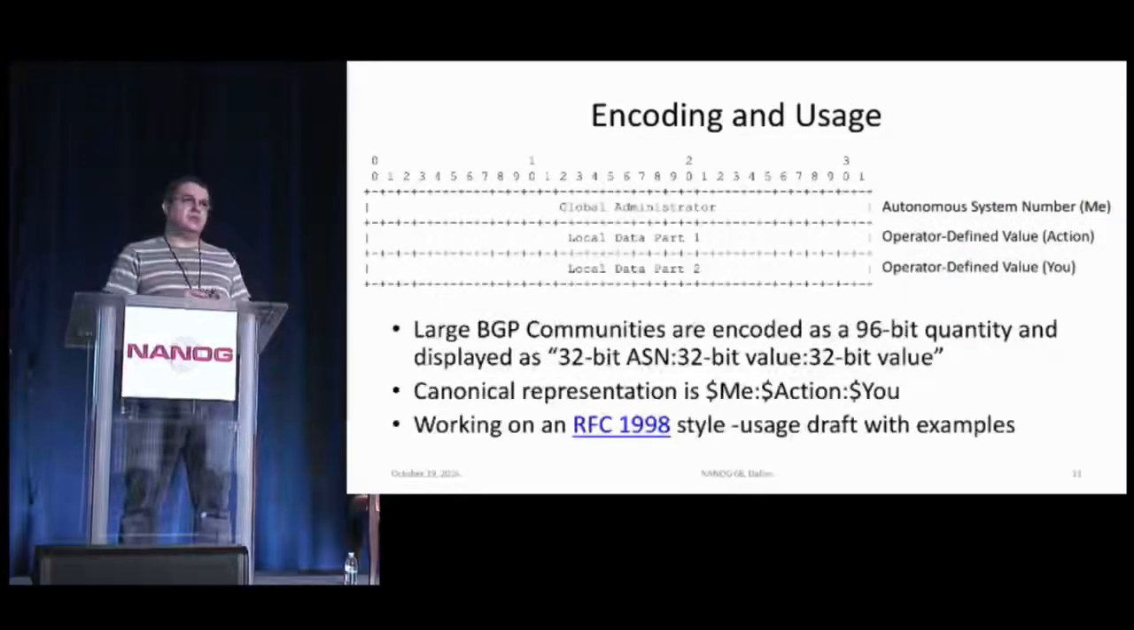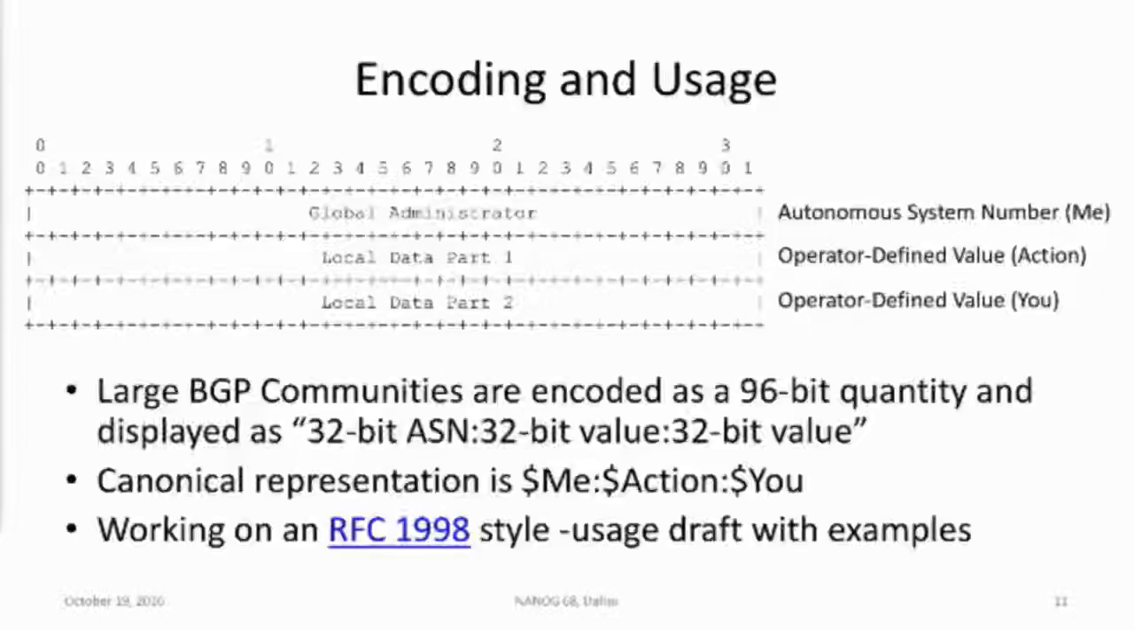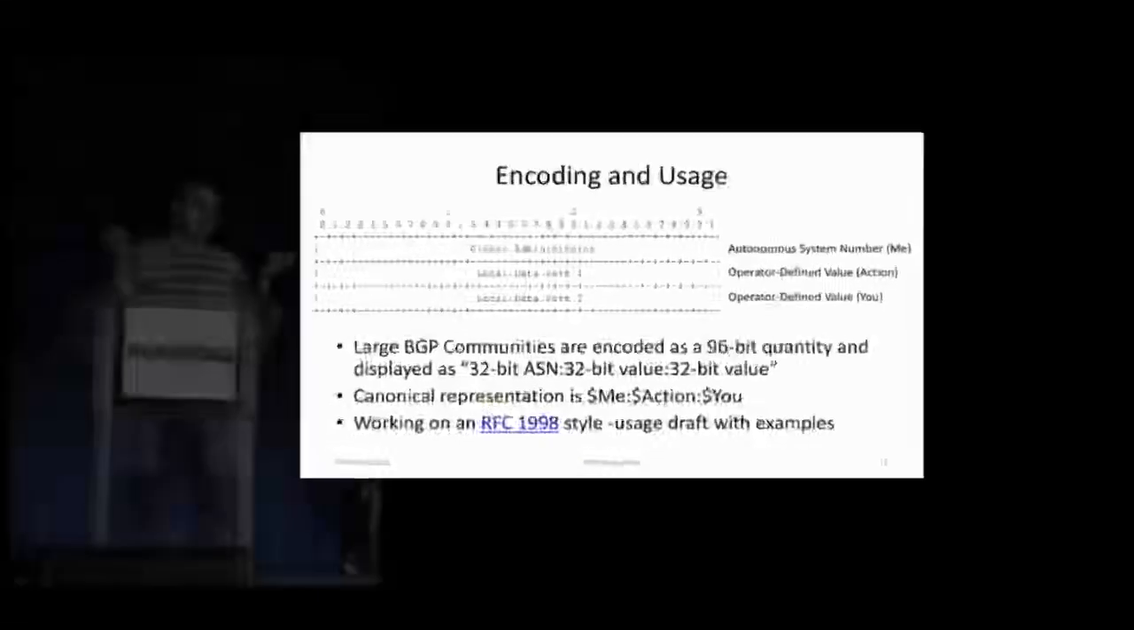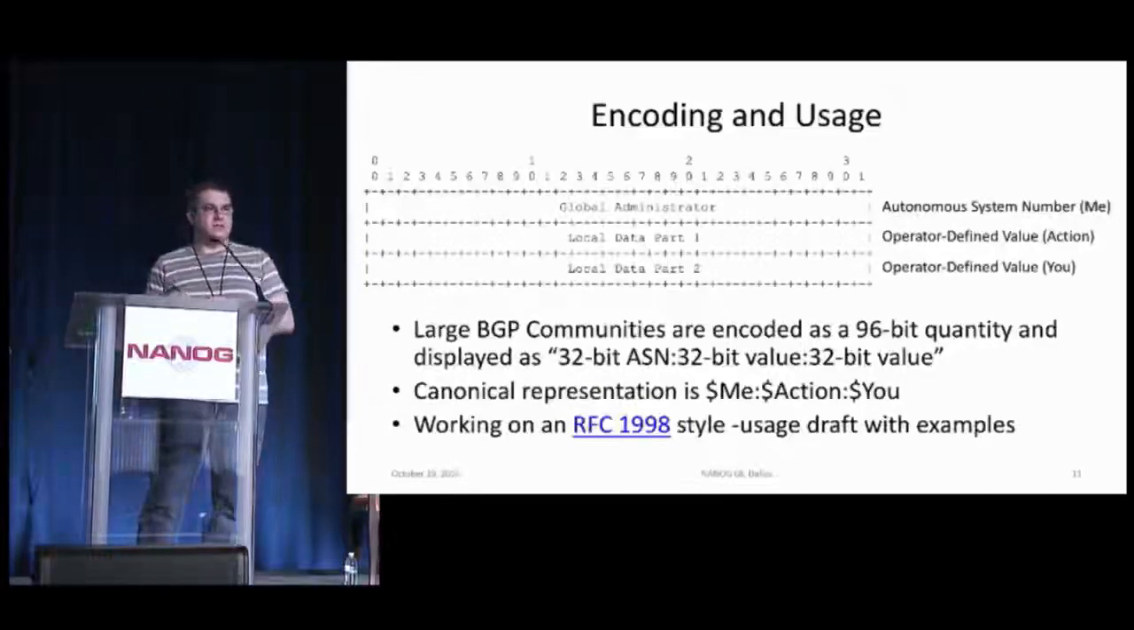Encoding and usage is very simple. It's a 96-bit quantity. The canonical representation is 32-bit ASN, 32-bit numbers. So the representation is me, my ASN, some sort of action that we're doing together, and then your ASN. We're also working on a 1998-style usage draft with some examples and some routing policies and how this could be used in different providers to some policy definitions. So it's real simple. It's just encoded on the wire as a 96-bit quantity, and that's it.